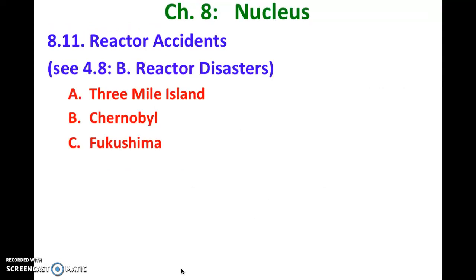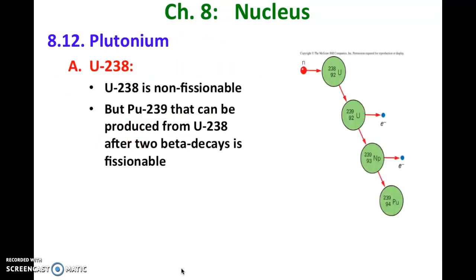As we talked in Chapter 4, Section 8, there are 435 reactors made in 30 countries in the world, with 3 significant accidents occurred. We don't repeat here. Except for uranium-235, plutonium-239 obtained from non-fissionable uranium-238 after 2 beta decays can also be fissionable nuclei for reactors.